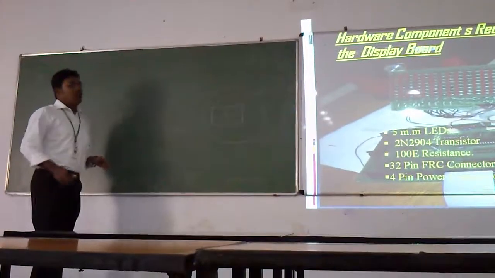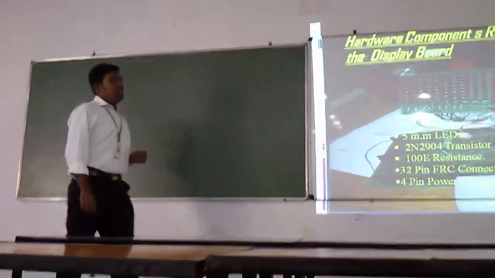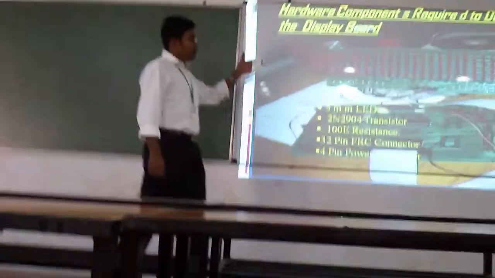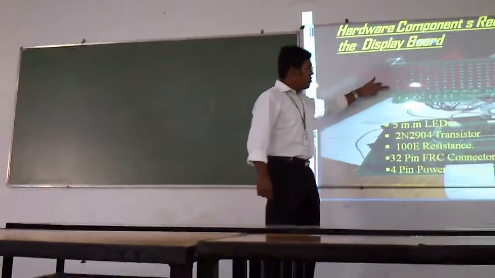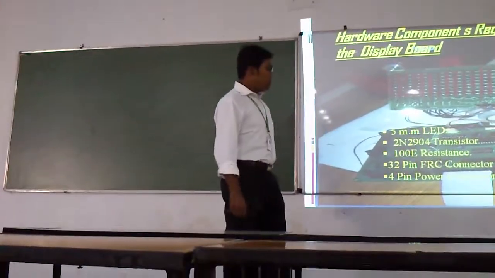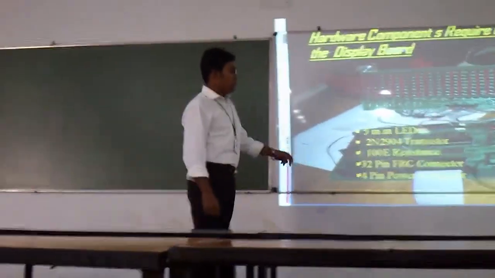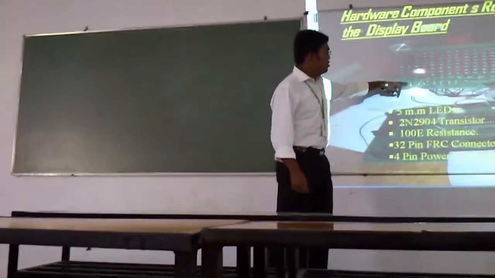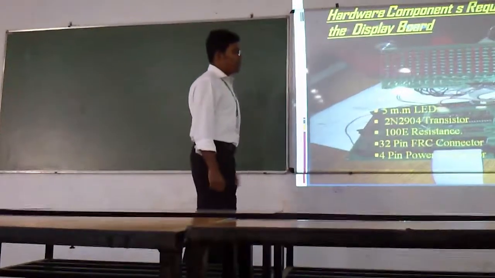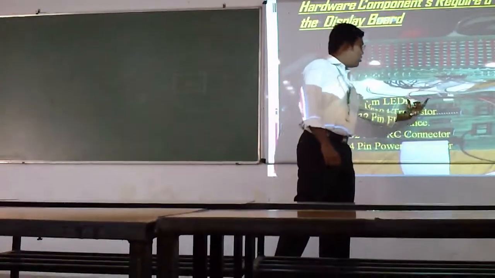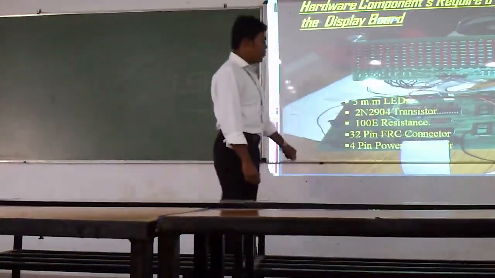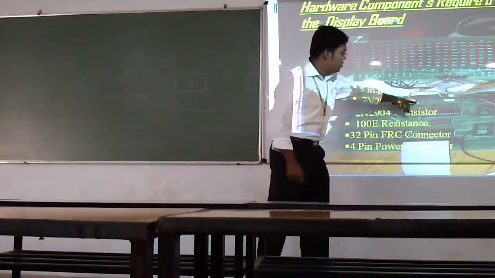Now, what type of hardware components do we need in the making procedure of the display board? High mm LEDs, where we are seeing twin 2904 transistors actually used here, and 100 ohm resistors used here, as you can see, and a 32 pin FRC connector also here, and a 4 pin power connector is this, right?